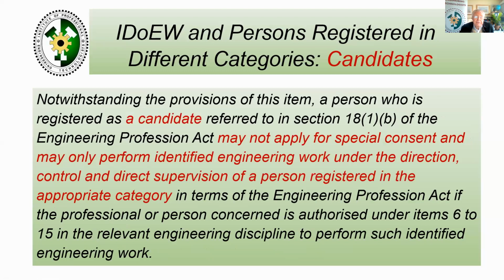The other very interesting point in the regulations is, notwithstanding the provisions of this item, a person who is registered as a candidate, referred to in Section 18 of the Engineering Profession Act, may not apply for special consent and may only perform identified engineering work under the direction, control, and direct supervision of a person registered in the appropriate category.